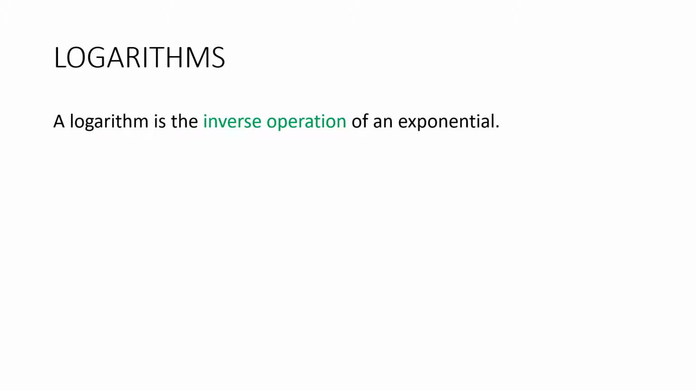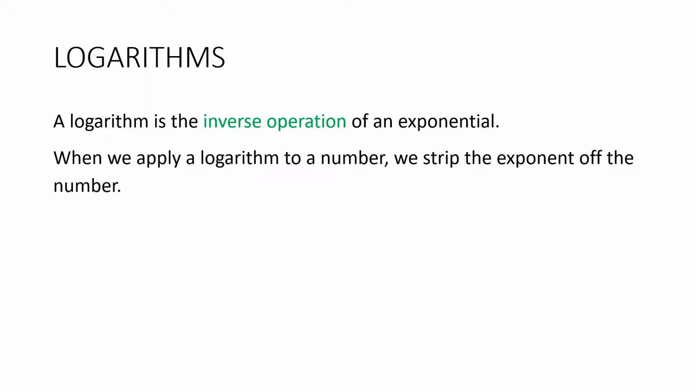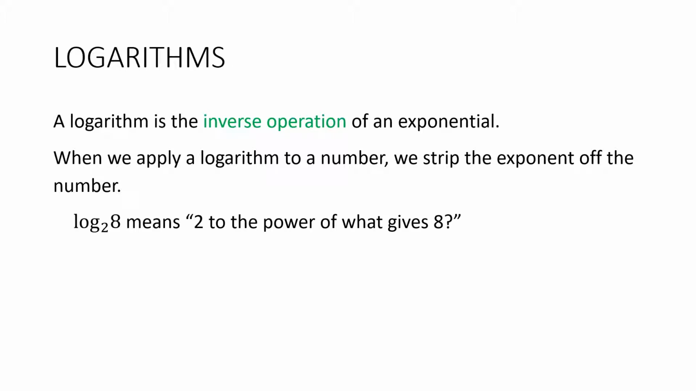A logarithm is the inverse operation of an exponential. So far in our mathematical journey, we've learnt that plus and minus are inverse operations, times and divide, square and square root. So here's another one, logs and exponentials. When we apply a logarithm to a number, we strip off the exponent. So that means that log base 2 of 8 means 2 to the power of what gives me 8? 2 to the power of 3 is equal to 8.